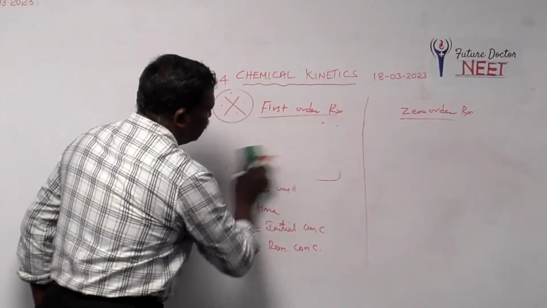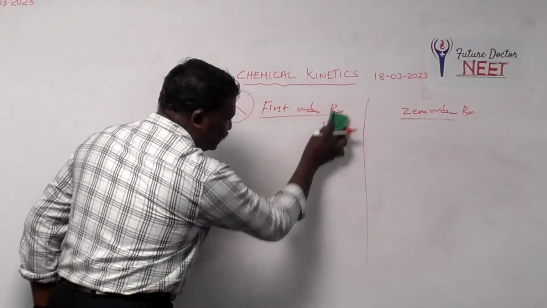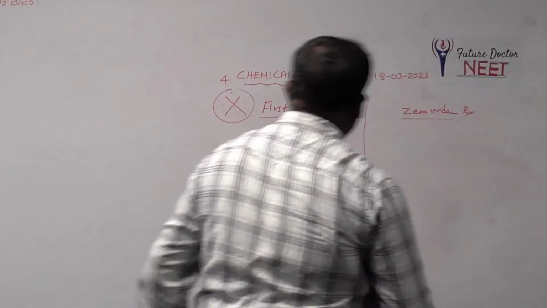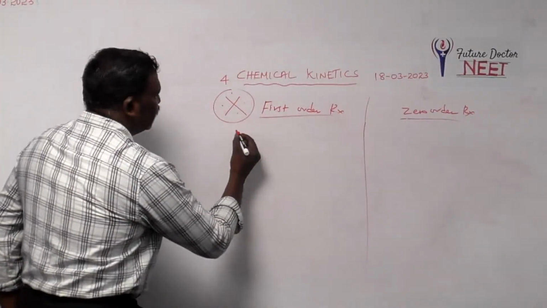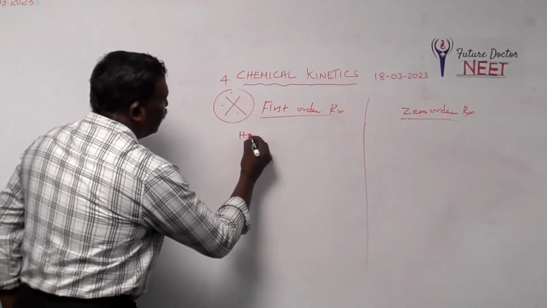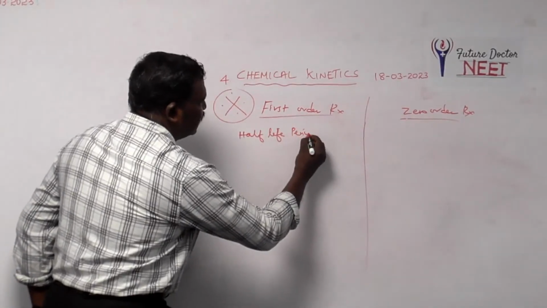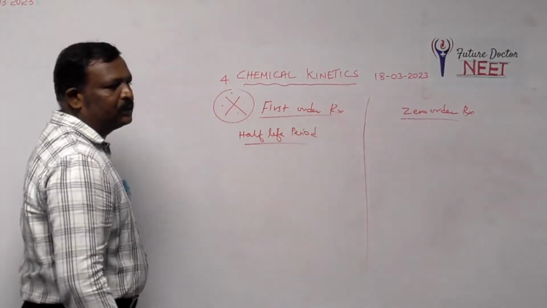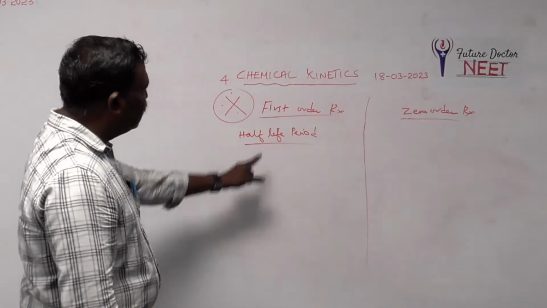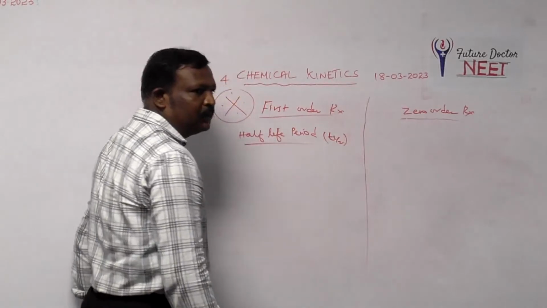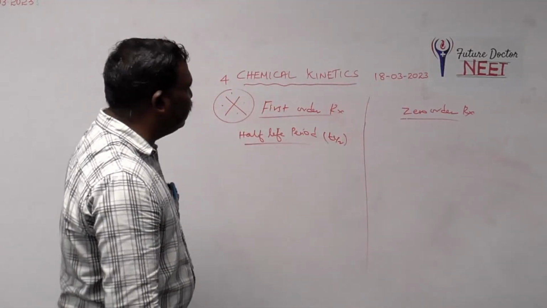Next one is half-life period. You just write one by one. What is half-life period? How to represent this one? t, isn't it? I heard about this one, t half. Understood? Half-life period.